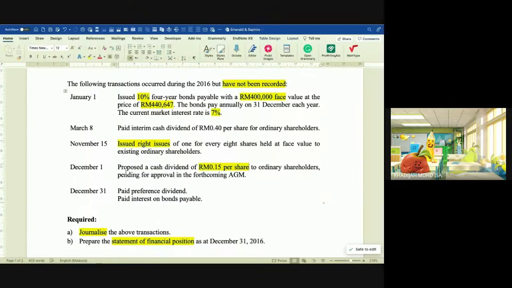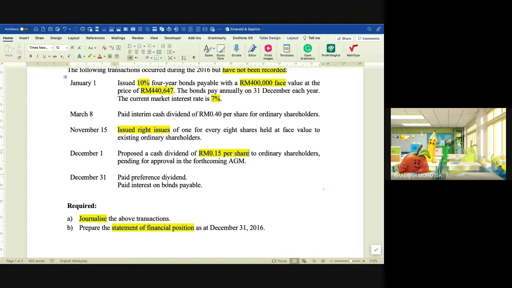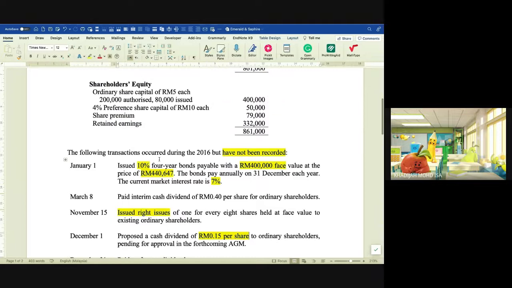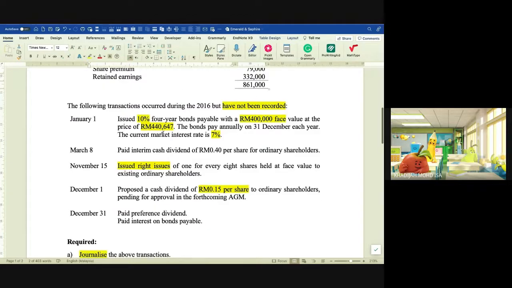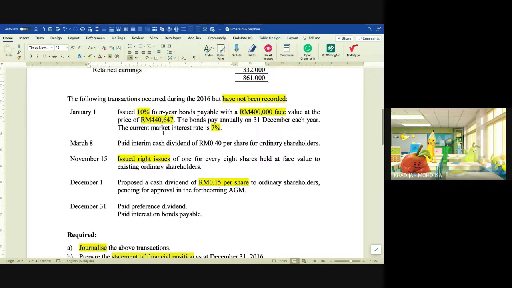Because when you propose, you do not put it into the journal entries yet. But you should know that you have to put that in the notes to the accounts, saying that there is a proposal for a cash dividend of 15 cents per share. And then you paid preference dividend. So what is your preference dividend? 4% of 10 each. So you have 50,000. So how much do you pay? You paid preference dividend, and then you paid interest on bonds payable.